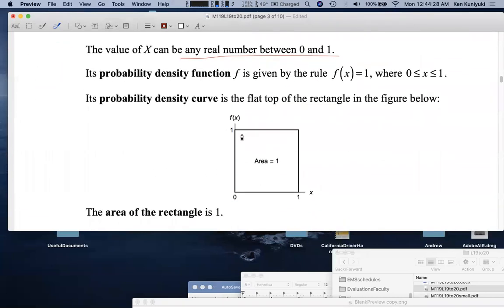Now, the density curve is flat like this. The probability density function f is given by the rule f of x equals 1, where x is a real number between 0 and 1. So here, x can take on values between 0 and 1. The height is 1. The area of this square, well, it's a 1 by 1 square. The area under this flat top curve is 1, and that represents total probability, 1. The area of the total rectangle is 1.